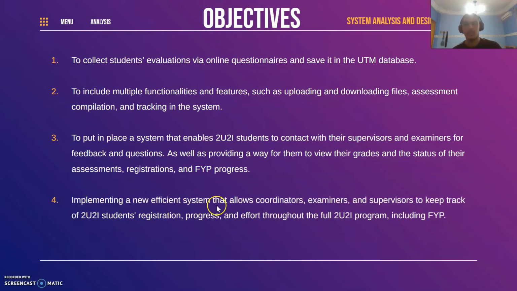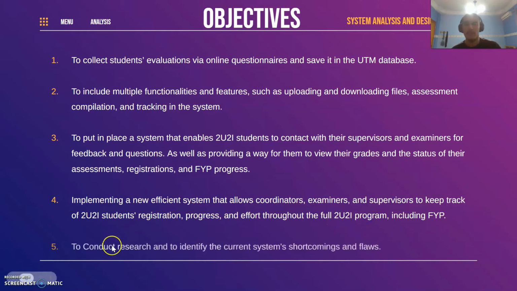Number four, implementing a new efficient system that allows coordinators, examiners, and supervisors to keep track of 2U2I students' registration, progress, and effort throughout the full 2U2I program, including the final year project. Number five, to conduct research and identify the current system's shortcomings and flaws.